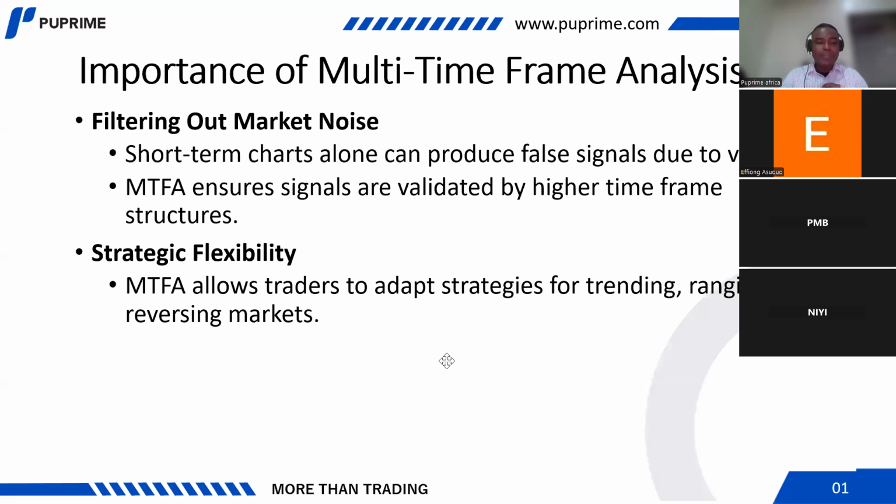Strategic flexibility. Multi-time frame analysis allows traders to adapt strategies for trending, ranging, or reversing markets. And that's a fact. When you use multi-time frame analysis, your trading becomes very flexible. You know when you are trading when the market is trending, you know when to stay out when it's ranging, and you know when to capture reversal moves in the market accordingly. It makes trading very, very flexible.